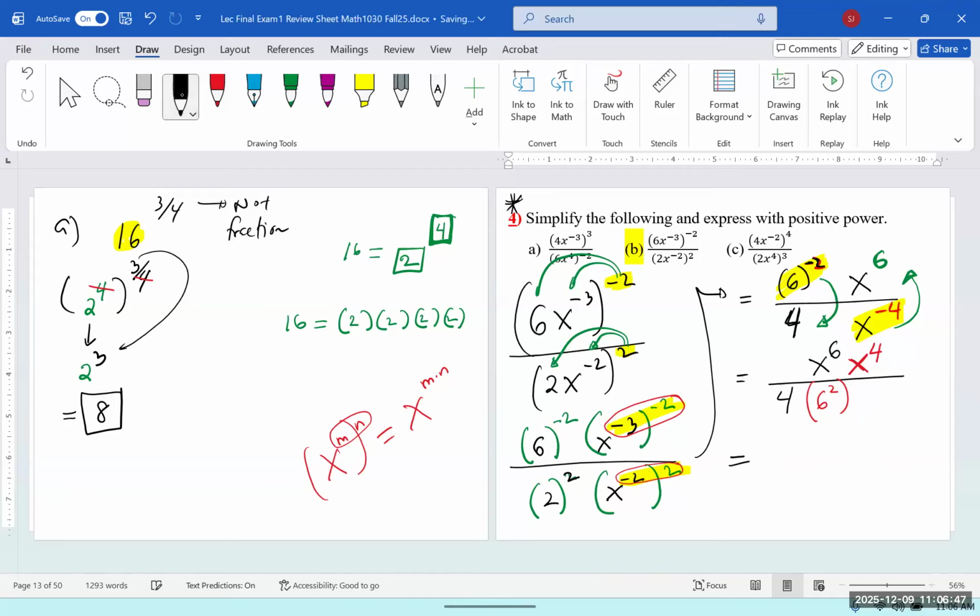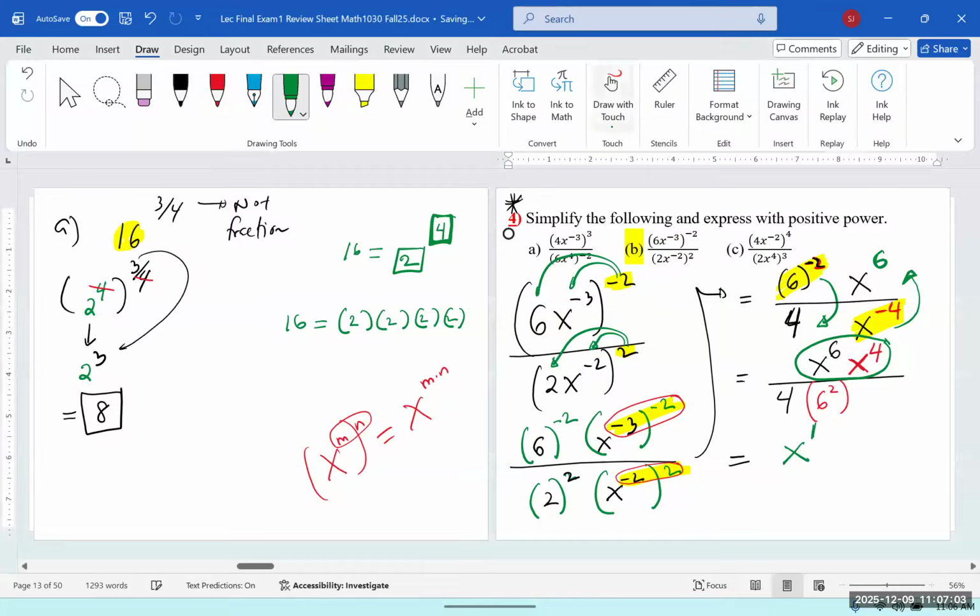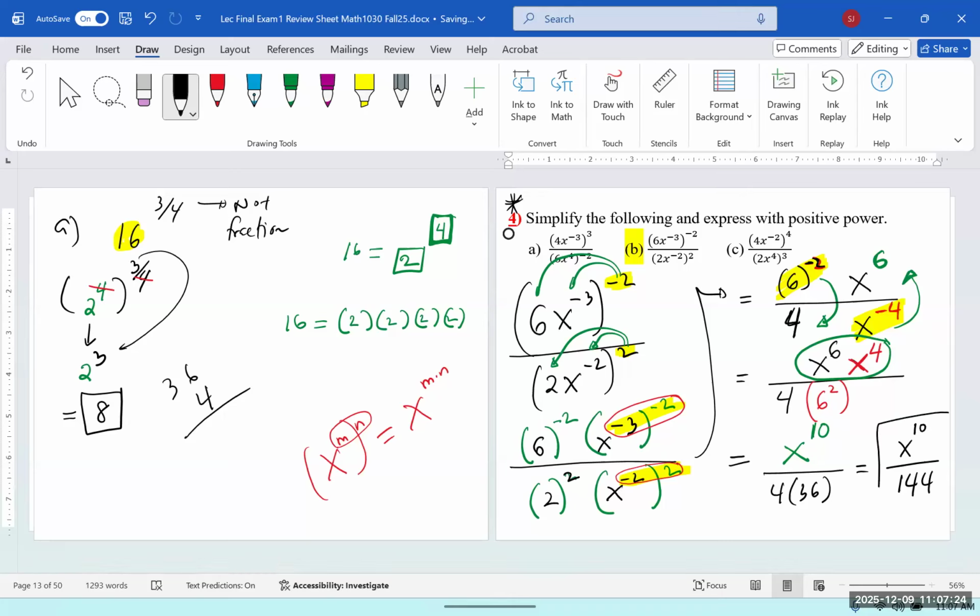And then we apply the power rule again. When we have multiplication in the base, how do you combine the power? Do you add them, subtract them, multiply them, divide them? Add them. So we get 4 plus 6, 10. And on the denominator, we have 4 times 36. So you're going to multiply them manually. 4 times 36 is 144. Okay, I'm trusting you. 144 on the denominator, x to the 10 on the numerator.